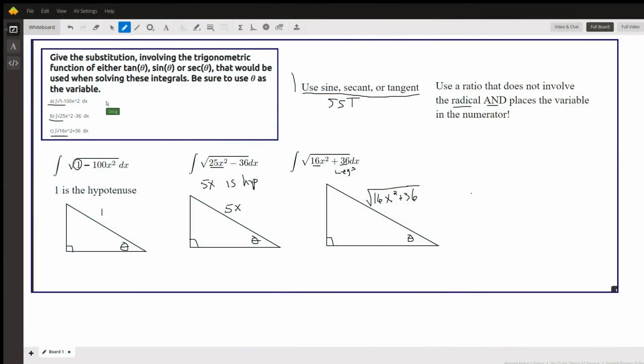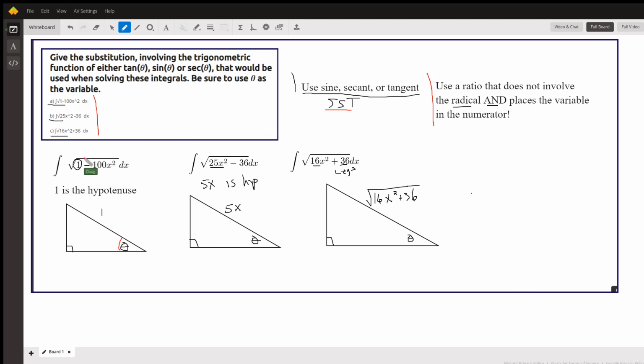Okay, most calculus textbooks give you some formulas to use when you're using trigonometric substitution, but in my opinion, it's easier to draw a little right triangle, labeling one of the acute angles theta, and then remember these two rules. You want to use sine, secant, or tangent, none of the other trig ratios. I just remember SST.